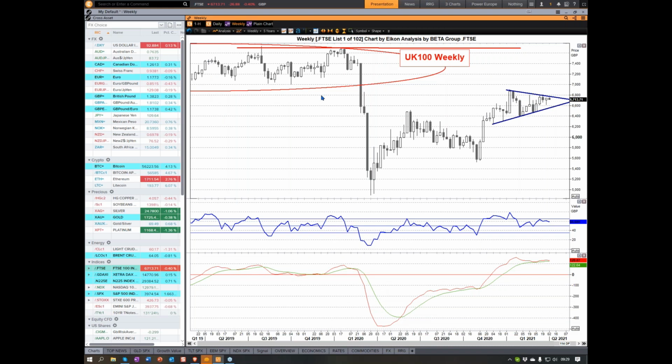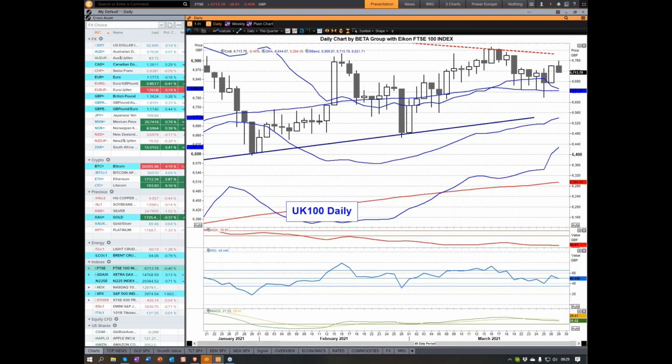Massive resistance, I mean multi-year resistance above us here, starting at above 7,100, let's say there, and we're of course trading below that now. The triangle is symmetrical in shape, so we don't really know whether it's going to break up or down. Lots of support below us. MACD is positive, RSI is slightly positive. That's all you can say about that.